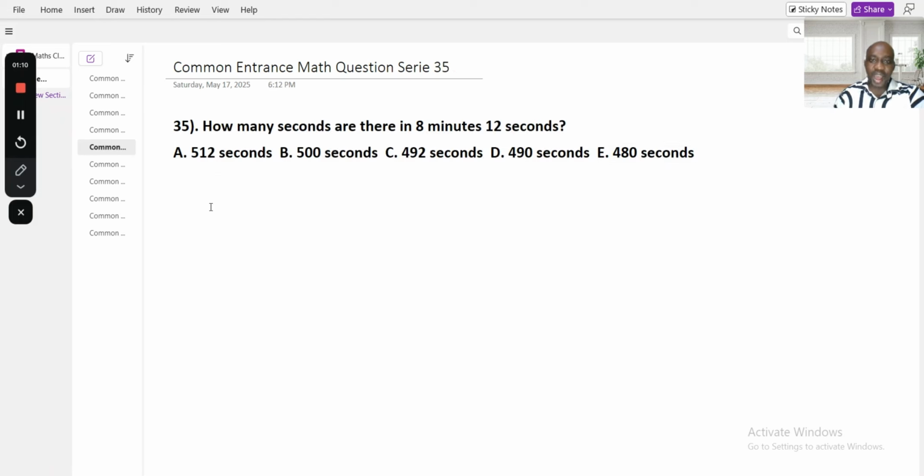How many seconds are there in 8 minutes 12 seconds? In 1 minute, we have 60 seconds. Therefore, let's calculate. We are going to multiply 8 minutes by 60 seconds to convert the 8 minutes to seconds. So 8 times 60, so that we convert it to seconds.